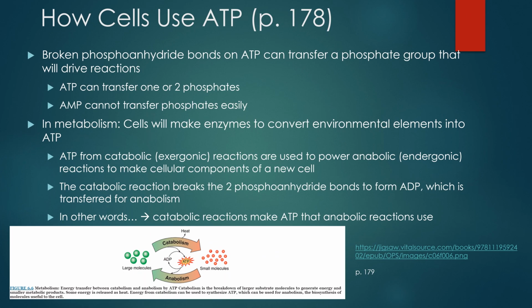So how cells will use ATP is they will be breaking the phosphoanhydride bonds on ATP, and what that's going to do is transfer a phosphate group that will drive reaction. So you can transfer up to two phosphates, but adenosine monophosphate cannot transfer phosphates easily because it's a very hard bond to break, that ester bond. And in metabolism, cells will make enzymes to convert environmental elements into ATP. So basically what they're going to do is catabolic reactions are going to make ATP that the anabolic reactions will use.